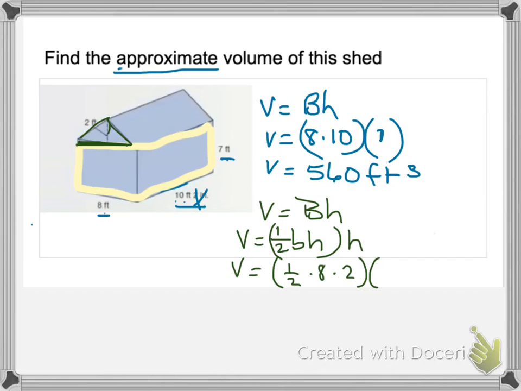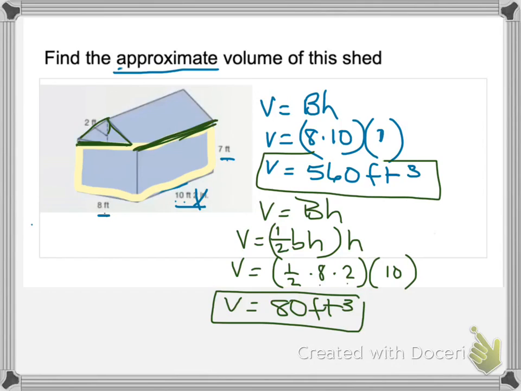Now let's look. What is the height of this? How tall or how long is this? That is going to be my 10 feet right there. So my volume will equal 1/2 of 8 is 4. 4 times 2 will give me 8. And then 8 times 10 will give me 80 feet cubed for the volume there. And if we add 560 plus 80, what do we get? Well, the volume of this entire object, or this entire shed, is going to be 560 plus 80, which will give me 640 feet cubed.